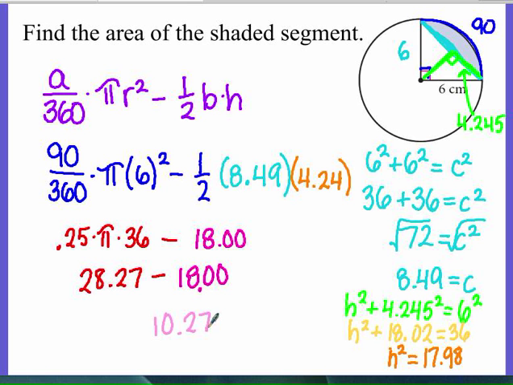10.27. Label will be centimeters squared. I'll tell you right now, segments are the worst one of the three. They're going to take you the longest. How did you get 28.22? 0.25 times pi times 36.